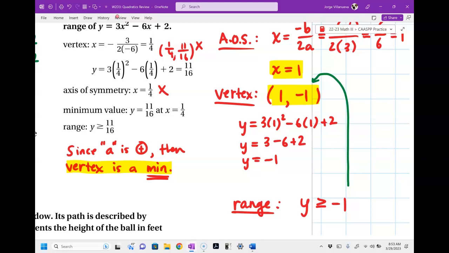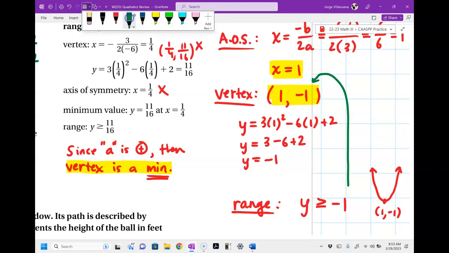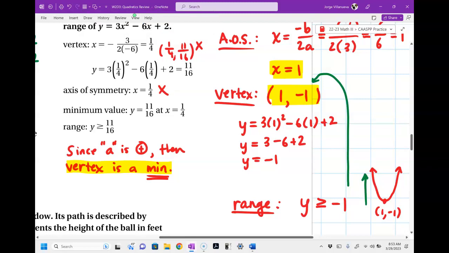So again, if you look at a picture, it's looking kind of like this, where this point right here is (1, -1). So notice how all the values go up, right? They go upwards. So they go as low as -1 on the y-axis, but then they go up from there. So that's why our range is that. So at least they got the range kind of right. They said it had to be greater than or equal to, but I mean everything they did was wrong.